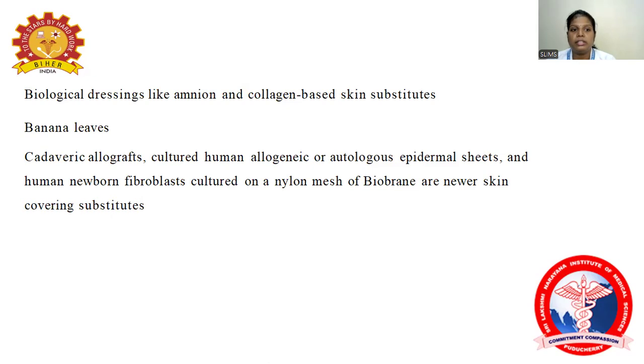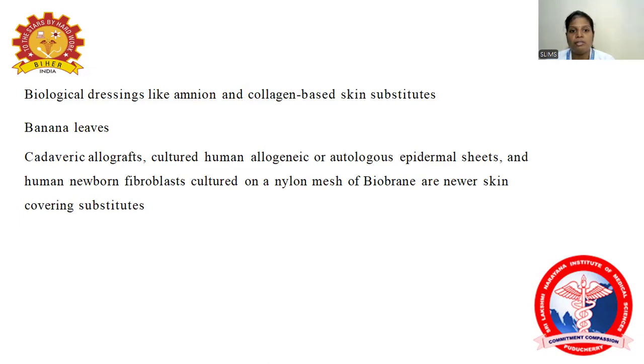So biological dressings like amnion and collagen-based skin substitutes, and banana leaves, like we do for fire accident patients. We apply a banana leaf stalk. Over the banana leaves, we apply liquid paraffin and ask the patient to lie down on it, because the skin is more damaged. 90% of skin is involved. So when they lie down on the normal bed, the skin will be peeled off. Okay, so we should avoid the friction. We ask the patient to lie on the liquid paraffin applied banana leaves in their beds.